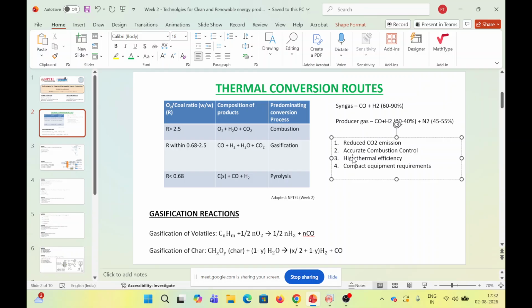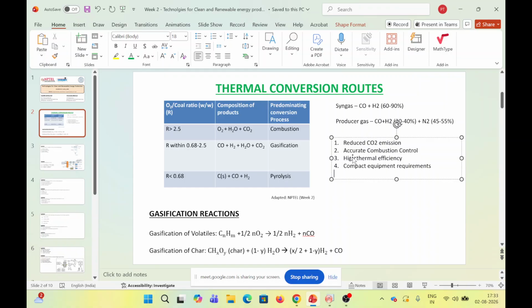So these are the basic advantages of the gasification process. Again, this gasification is usually carried out in different types of gasifiers, such as fixed bed gasifier, fluidized bed gasifier, moving bed gasifier, and entrained bed gasifier. Each of these types of gasifier has its own advantages and disadvantages. So depending upon the type of gasifier that we use, we can have an influence over the temperature as well as the pressure that is required for the gasification process.